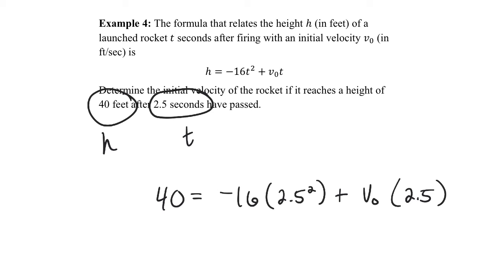All right, let's go through the process. Square 2.5, multiply by negative 16. So what do I get as a number for this when I square 2.5 and multiply by negative 16? What do you get? Negative 100 plus v0 times 2.5. If it's not correct or if Ina made a mistake, let us know, because I'm approving your statement since I don't have the number in front of me.